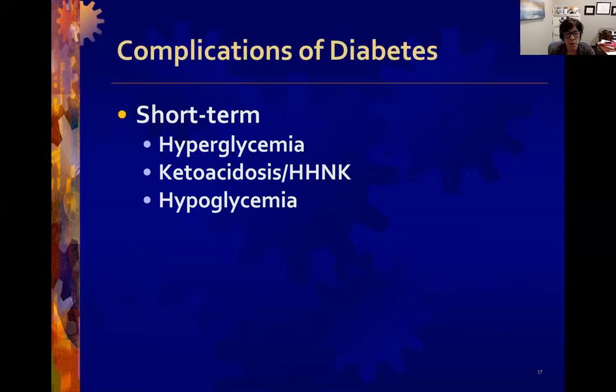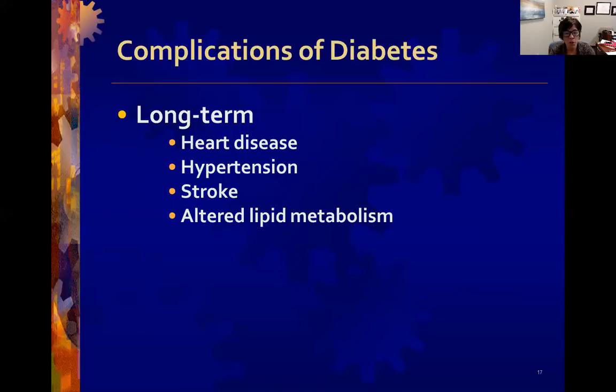So complications of diabetes: short-term, hyperglycemia, right? You're going to have high glucose levels in your blood. And we're going to talk about ketoacidosis and HHNK. So there are two things that have been added. And then hypoglycemia, because if we treat your hyperglycemia, it can result in hypoglycemia. Long-term complications, we have heart disease, hypertension, stroke, and altered lipid metabolism. So think about all those arteries. If they're filled up with all those lipids, they can put you at risk for heart disease, stroke, and high blood pressure.